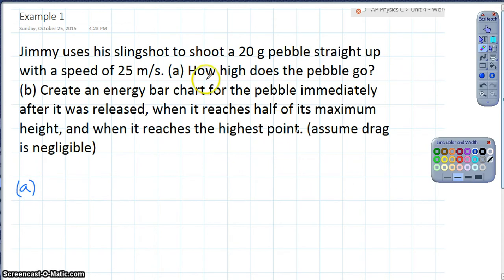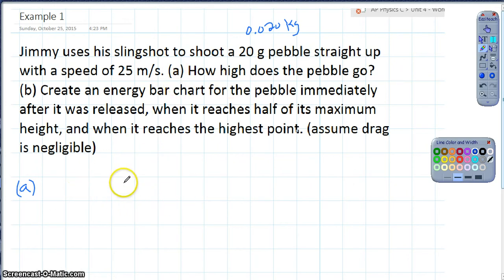But anyway, Jimmy uses a slingshot to shoot a 20 gram pebble. Do keep in mind it's 20 gram, and we typically want kilograms, right? So he's shooting a 20 gram pebble straight up with an initial speed of 25 meters per second. How high does the pebble go? Well, obviously I could do part A using kinematics, and there's nothing wrong with that. However, I do want us to start to think about the context of energies, right?